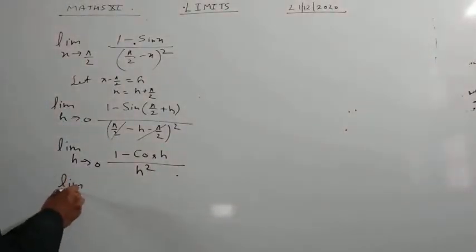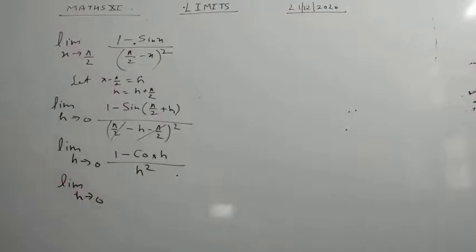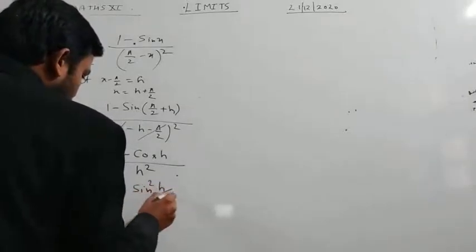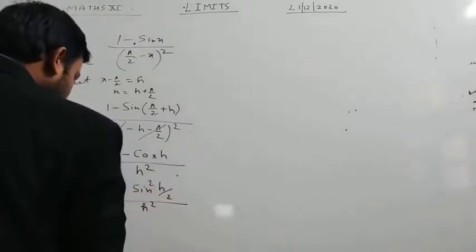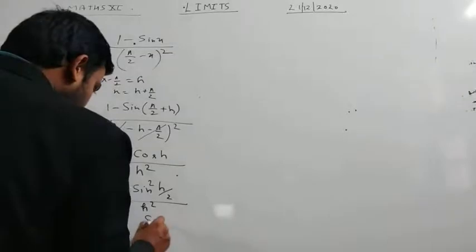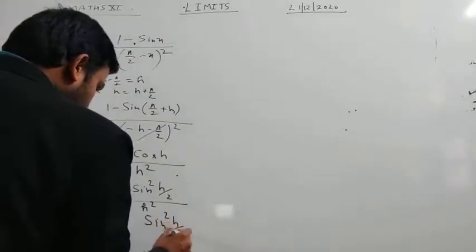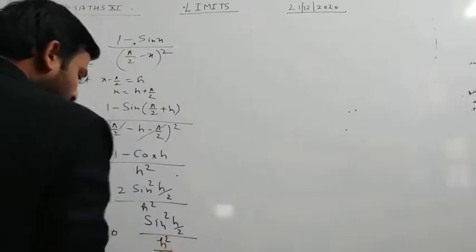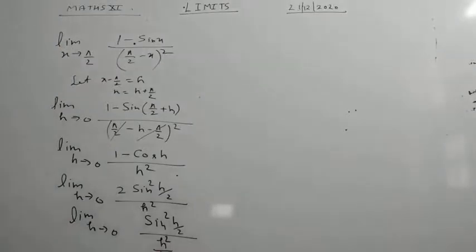Now limit h tends to 0, and this 1 minus cos h is what? This 1 minus cos h is 2 sin square h by 2, by h square. So limit h tends to 0, sin square h by 2 by h square by 2. Now we multiply and divide with 2.